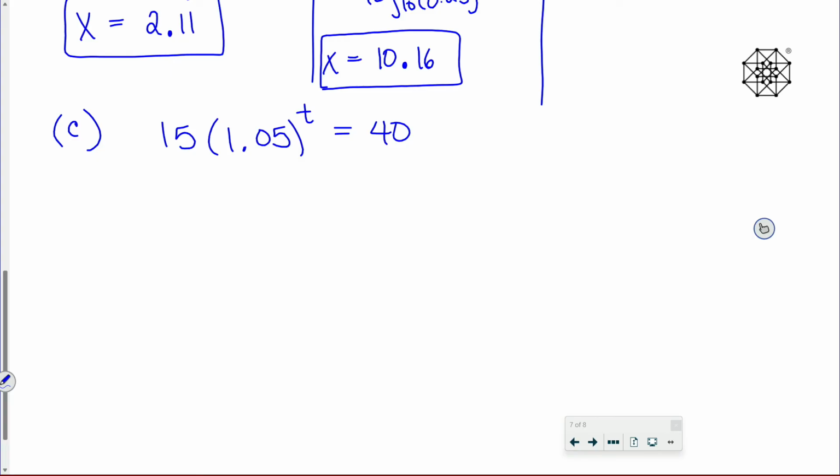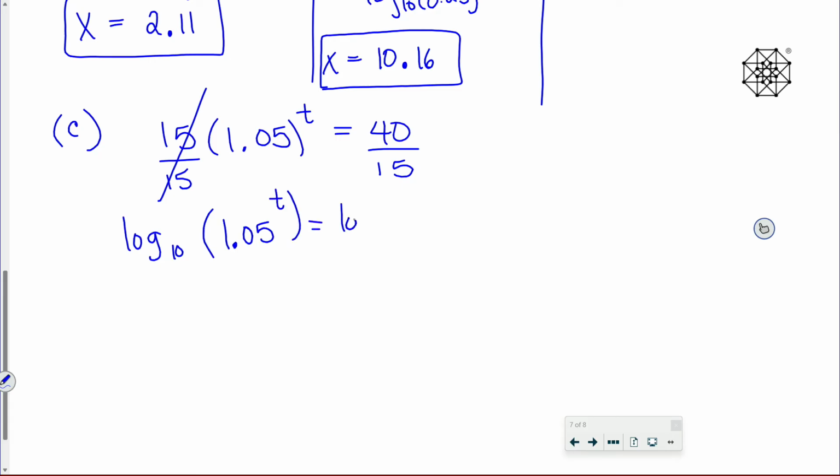Now, the first thing I want to do before I take the logarithm of both sides is I want to isolate the exponential, right? Don't forget about your order of operations. That multiplication by 15 comes last, so it's the first thing I'm going to undo. Now I'm going to take the log base 10 of 1.05 to the t is equal to the log base 10 of 40/15ths, whatever that is, I don't care, right? That's going to pop that out.